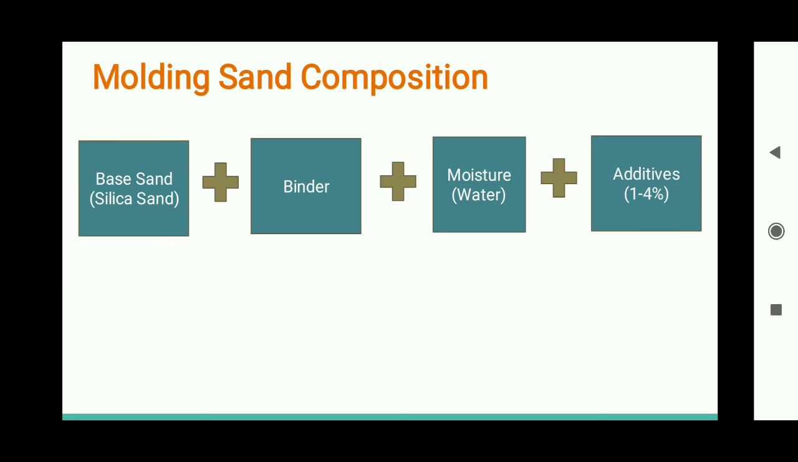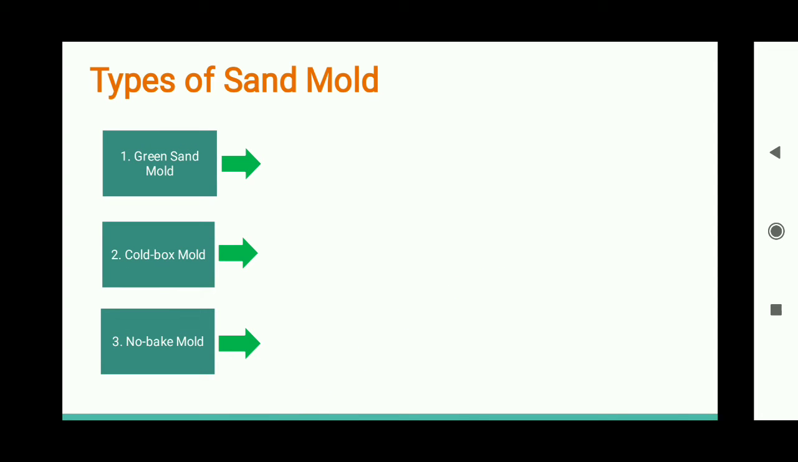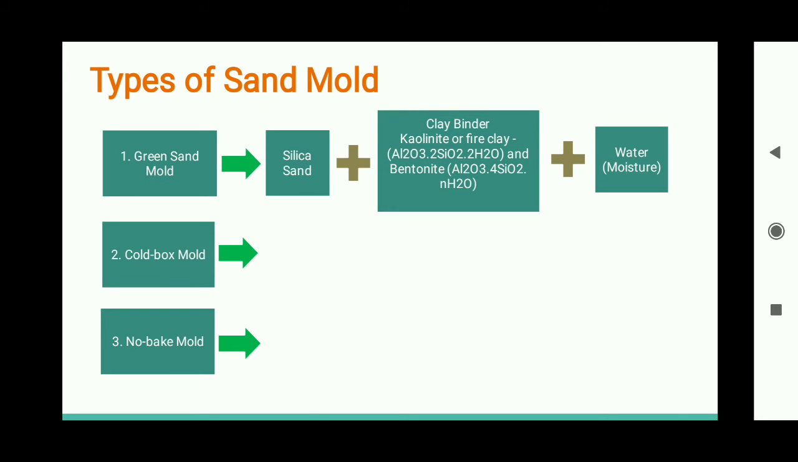Now there will be different types of sand molds. These sand molds are defined on the basis of the percentage of the elements we discussed in the last slide, as well as the different types of binders. There are 3 types of sand molds: first is green sand mold, second is cold box mold, and third is no bake mold. Green sand mold is a combination of silica sand, clay binders, and water content. Whatever property is required, we add additives accordingly, but these 3 are the common elements for the green sand mold.